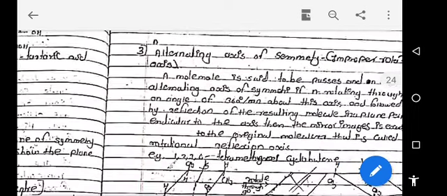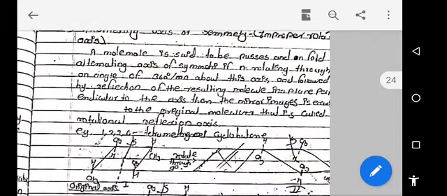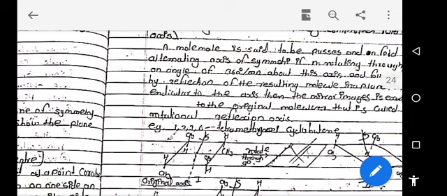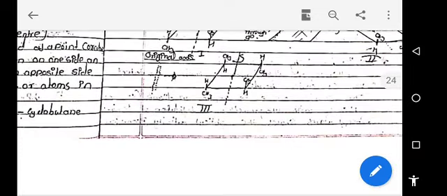Next one is the alternating axis of symmetry. A molecule is said to possess an alternating axis of symmetry of n-fold if it is rotated through an angle of 360 degrees divided by n about this axis, followed by reflection of the resulting molecule in a plane perpendicular to the axis. This is called the rotation-reflection axis. These are examples of this rotation-reflection axis.